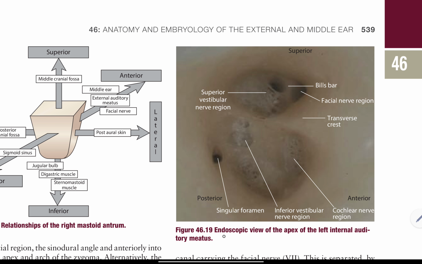Figure 46.19, endoscopic view of the apex of the lateral left internal auditory meatus. Superior vestibular nerve region, Bill's bar superiorly, facial nerve region, transverse crest, anteriorly cochlear nerve region, inferior vestibular nerve region, singular foramen, posterior.